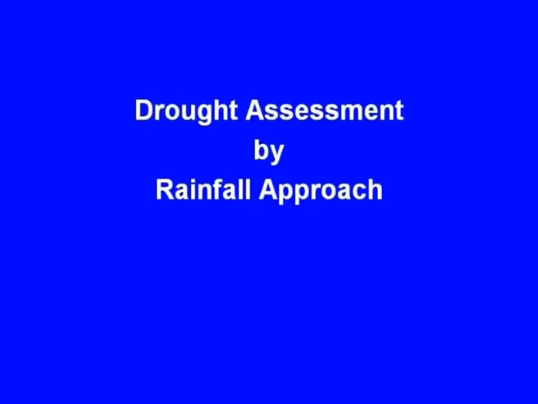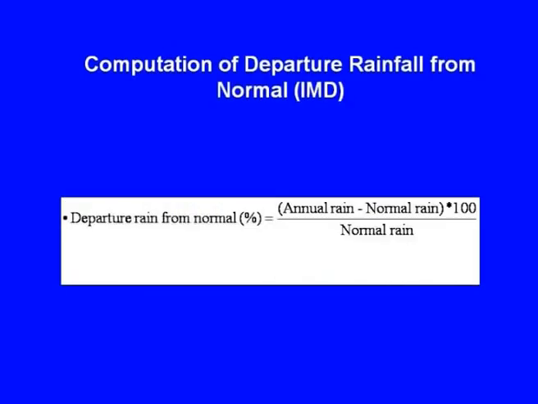So, now let us look at the drought assessment by rainfall approach. Here our computation would be based on the departure of the rain from the normal conditions, and this could be obtained by the relationship as shown here, wherein we compute the annual rainfall minus the normal rainfall divided by the normal rainfall multiplied by 100 to express the departure of rainfall from the normal. The normal rainfall is nothing but the long term average, and these values are available from the IMD.